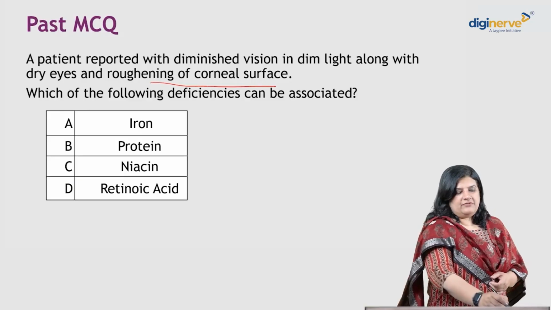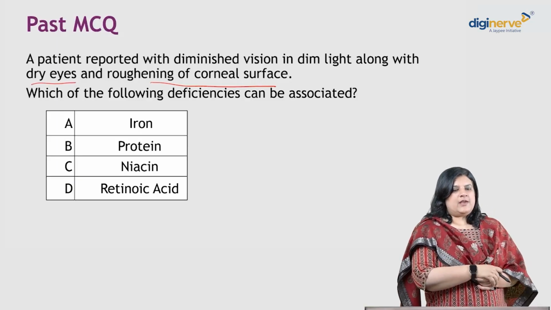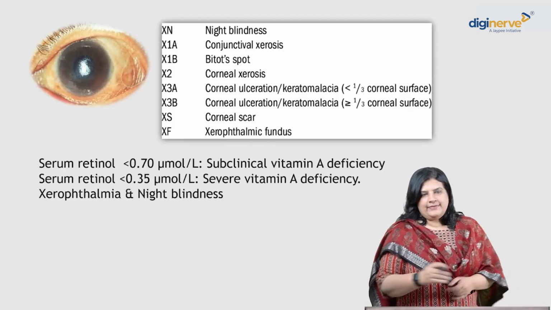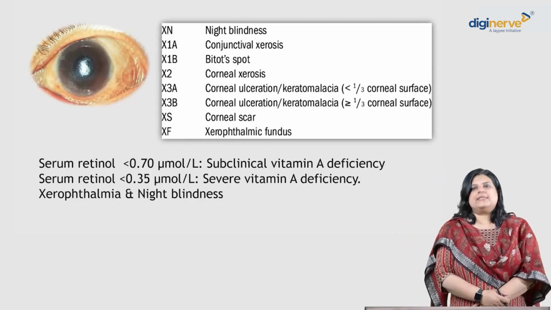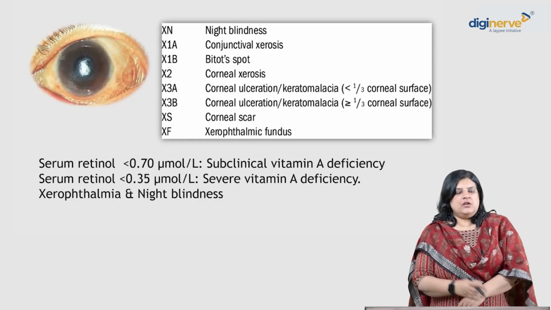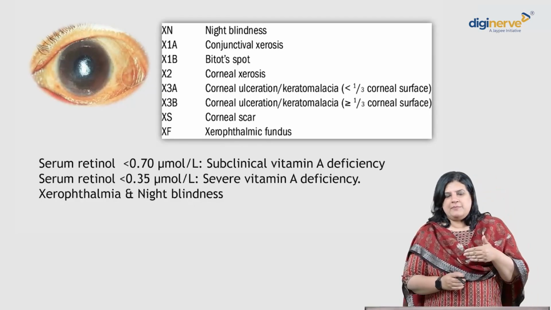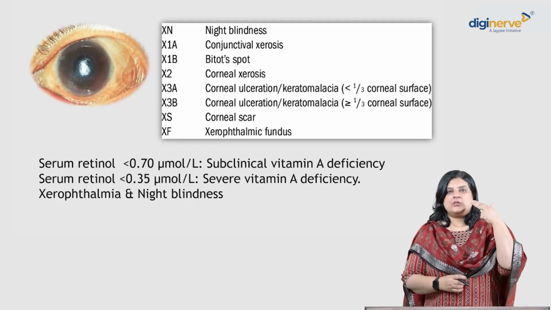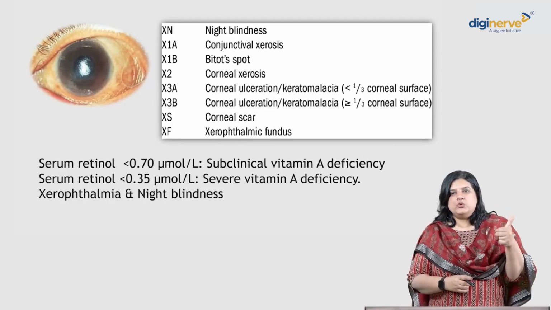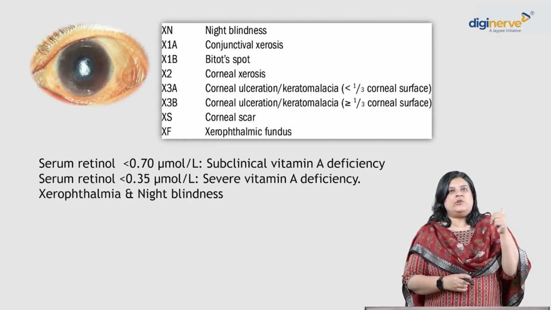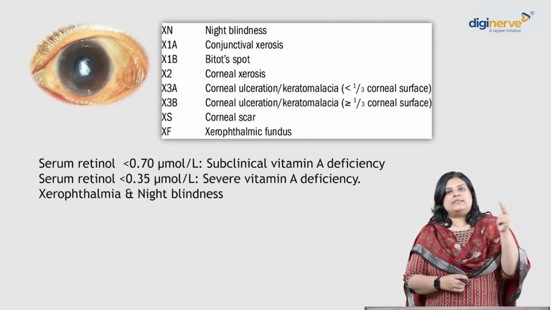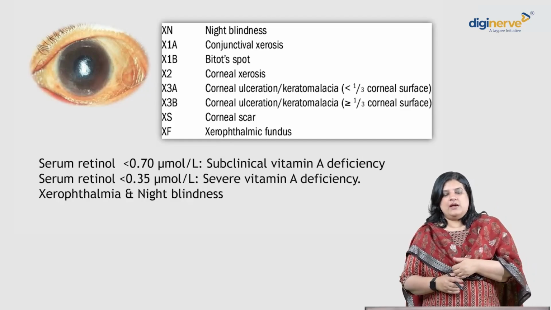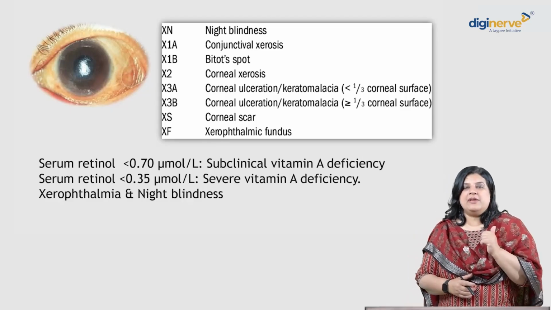Roughening of the corneal surface and dry eyes point towards xerophthalmia, corneal scarring or corneal dryness. So I think we are getting back to where we had started. That is vitamin A deficiency. So a quick revisit to what we read about: XN, night blindness; X1A, conjunctival xerosis; X1B, B for Bitot spots; X2, corneal xerosis; X3A, corneal ulceration less than 1/3 of the cornea; X3B, corneal ulceration more than 1/3 of the cornea; corneal scarring and xerophthalmic fundus.